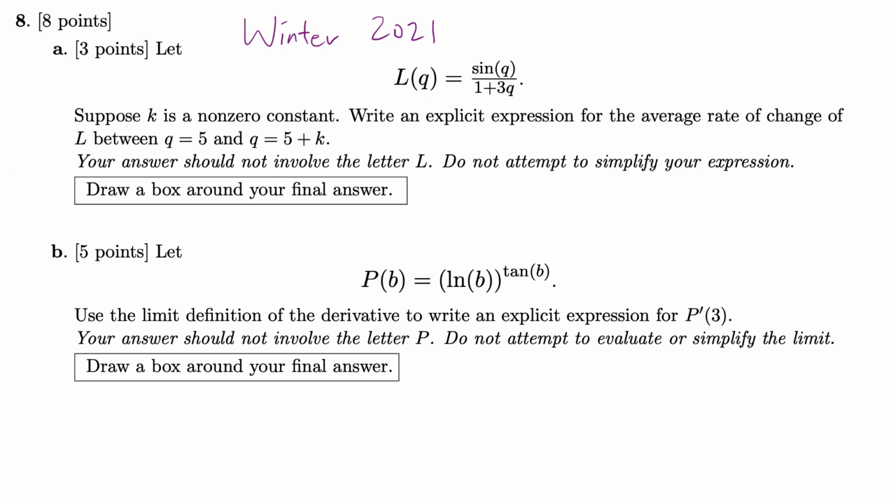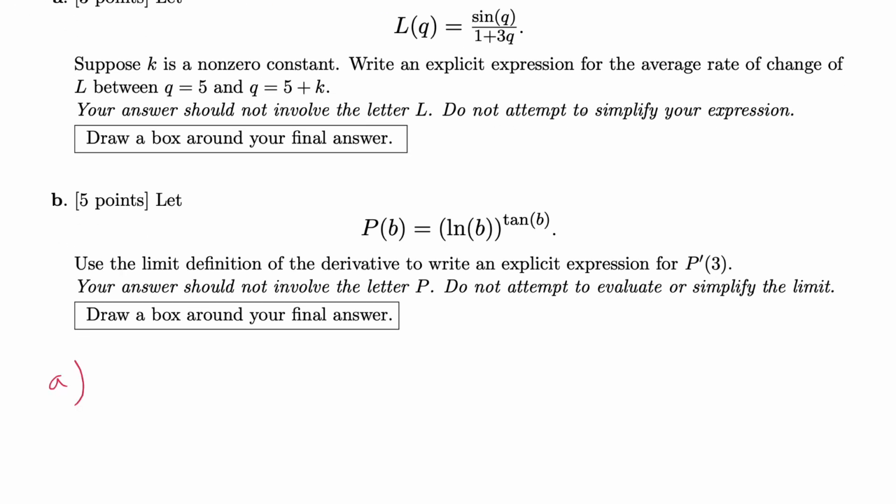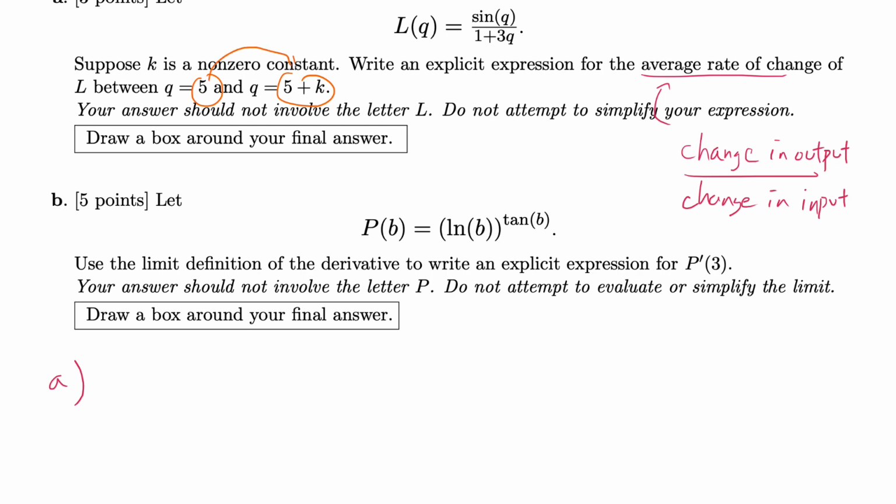So let's actually think about this. So let's start with part A. Well, we want the average rate of change. Average rate of change is just the change in output divided by change in input between two different input points. So here the input is changing from 5 to 5 plus k. So q here is the input, which is changing from 5 to 5 plus k. So the change in input from 5 to 5 plus k is k. So you're dividing by k. So let me divide the entire thing by k.